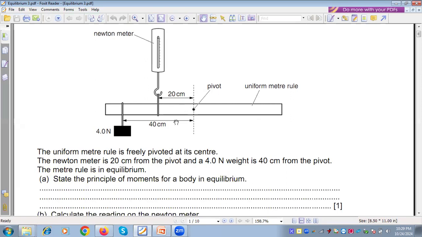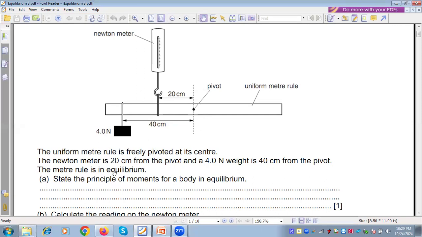But these two will cause moment in different directions. The 4 Newton weight will cause moment in the anti-clockwise direction, whereas the Newton meter will tend to rotate the meter rule in the clockwise direction. And it's a uniform meter rule. That means the center of gravity will lie in the middle.